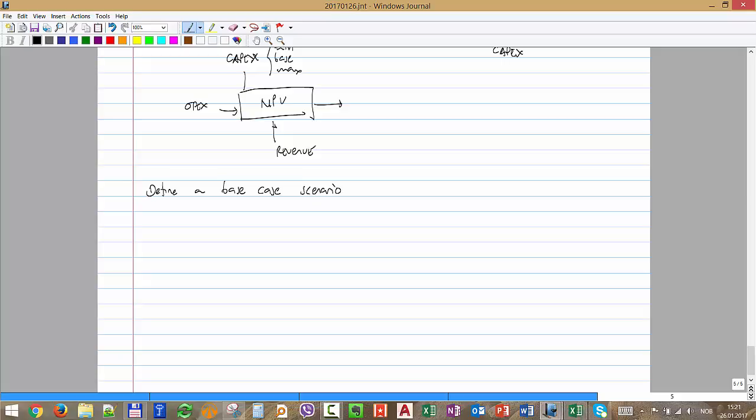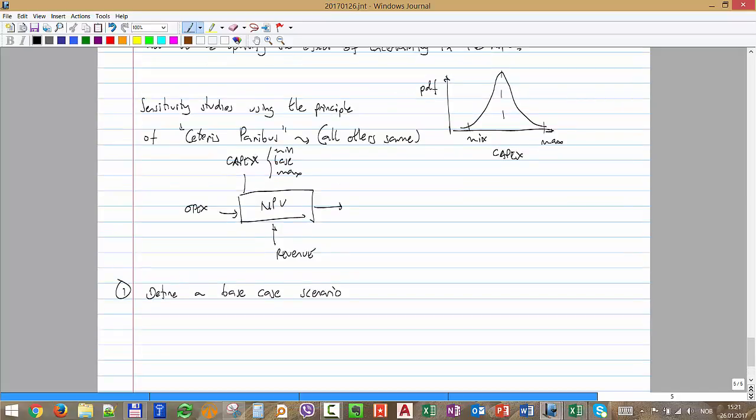Can you scroll up a little bit? Yes. Ceteris paribus, and this is done using tornado charts, or also spider plots, and it's very simple to make. In one of the exercises, you will have to make a tornado chart, a tornado or a spider plot.